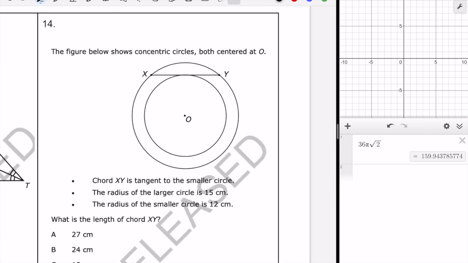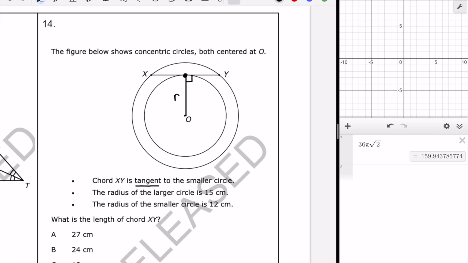All right. So then we come to number 14. The figure below shows a circle within a circle, a concentric circle, so two in between each other. It says that the chord XY is tangent to the smaller. So if it's tangent, that means it's hitting it right there at that point. Remember, that is very key: tangent means it's hitting it at one point, which then means that the tangent is always going to be perpendicular to the radius. So that's going to be super important.